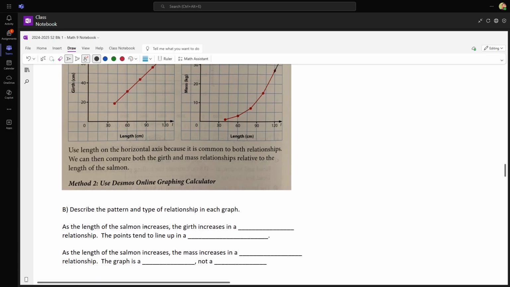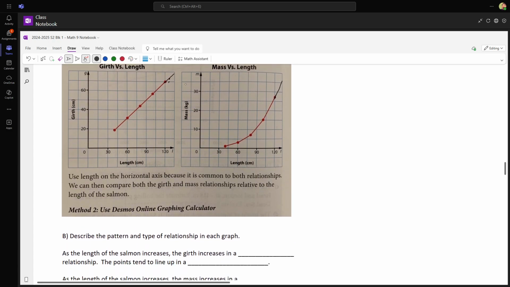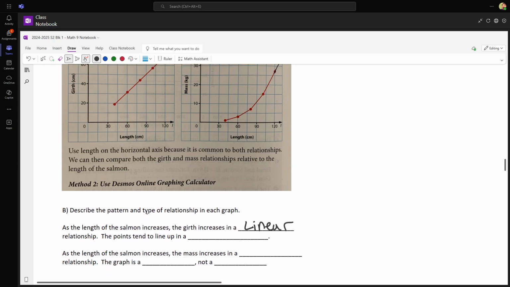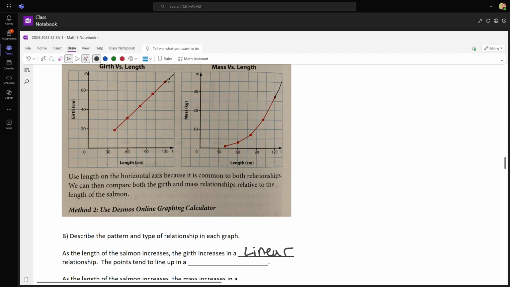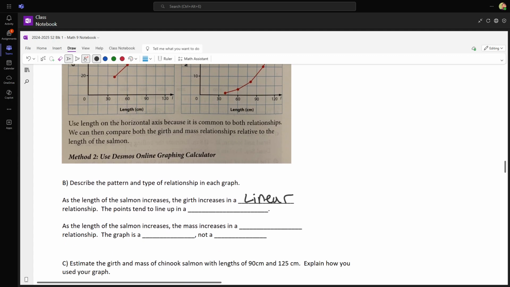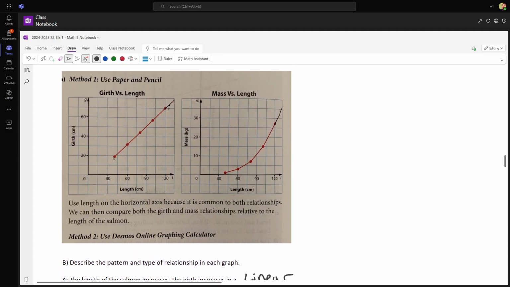Describe the pattern and type of relationship in each graph. So if we look at this, this is straight, right? So as the salmon length increases, the girth increases in a linear relationship. Now the points tend to line up in a fashion which is pretty consistent, but we're not going to worry about that for now.